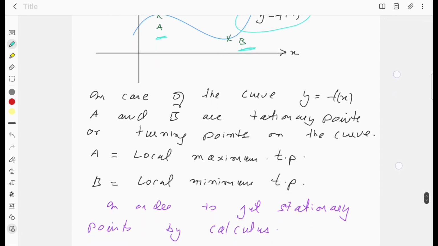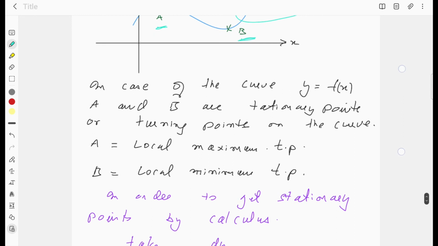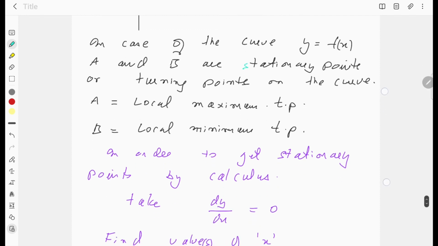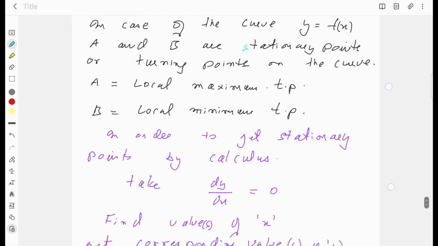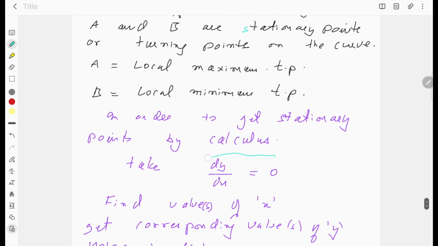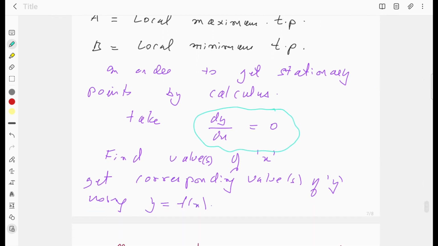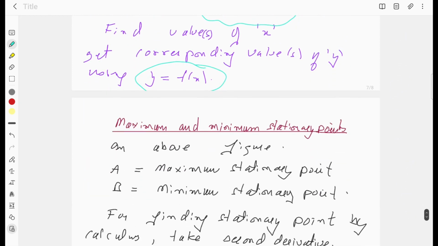So suppose the curve is not drawn for you and you have to decide the coordinates of the stationary points, then using calculus you can do so. First take dy by dx, put it equal to 0, and you will get the value of x. You can plug into the equation of the curve and get the corresponding value of y. Since y is a function of x, y equals f(x), it is always given to you. So we get the corresponding value of y.